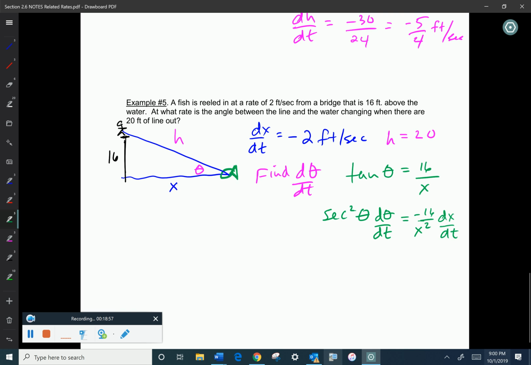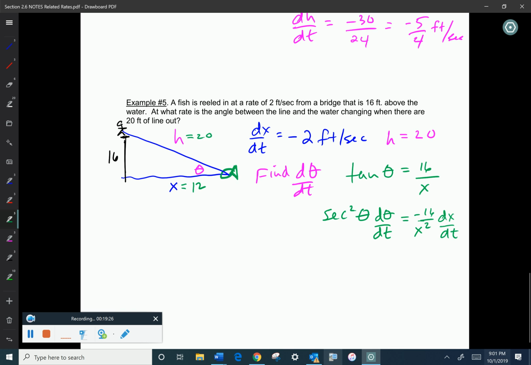I don't have x, but I could find x, couldn't I? Since I know that h is 20, if I want to find x, I could do a Pythagorean theorem. But I'm thinking, if both 16 and 20 are divided by 4, that would be 4 and 5. So doesn't that mean x is going to come out to be 3 times 4, 12? Again, you can do Pythagorean theorem and check me, but I'm pretty sure it is.